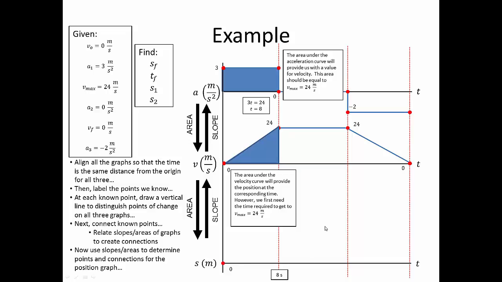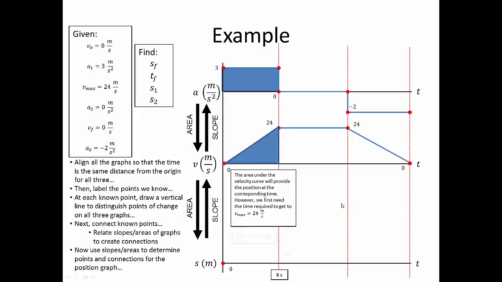Now that we know that 8 seconds, we can calculate what the area of our triangle is here. The area of a triangle is found by multiplying 1/2 times the base times the height. So we've got 1/2 times 8 seconds times 24 meters per second, which will give us 96 meters. So we can go ahead and draw that point in as well.